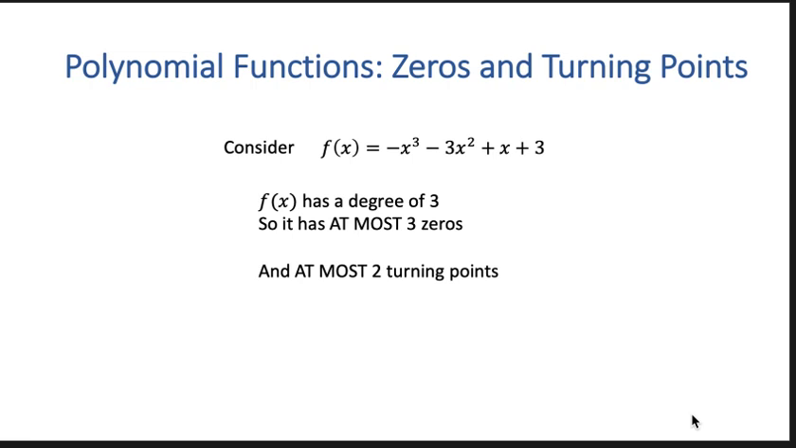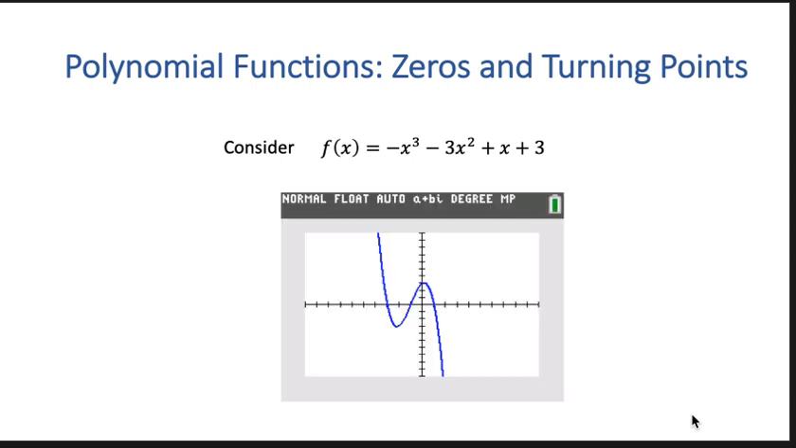Let's look at the graph of this function and see how it relates. So here's the graph of negative x cubed minus 3x squared plus x plus 3. This function actually has 3 zeros, and those zeros are here, here, and here. And this function actually has 2 turning points, and the turning points are here and here. So the zeros are in red and the turning points are in green.